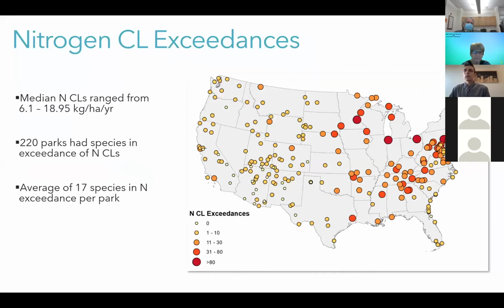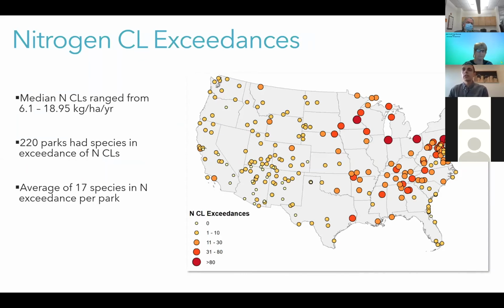So looking at some of the results from our direct application of the critical loads, we found that median nitrogen critical loads across national parks range from about 6 to 19 kilograms per hectare per year. And of the roughly 244 parks that we included in our analysis, 220 of them had at least one of the species with deposition in exceedance of its critical load. You can see on this map that the majority of the exceedances are clustered in the mid-Atlantic and eastern regions and the upper Midwest.